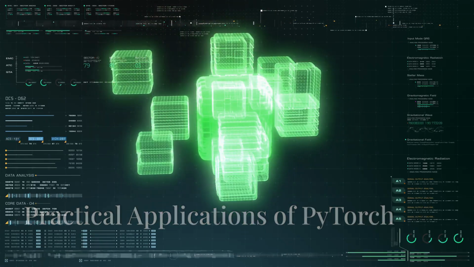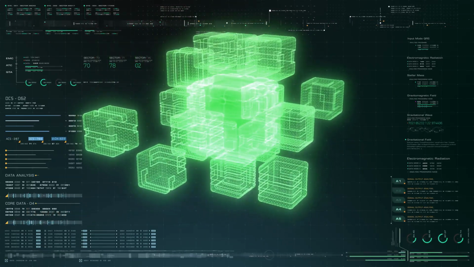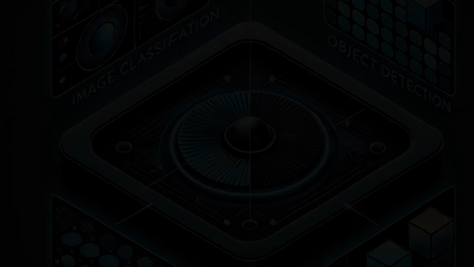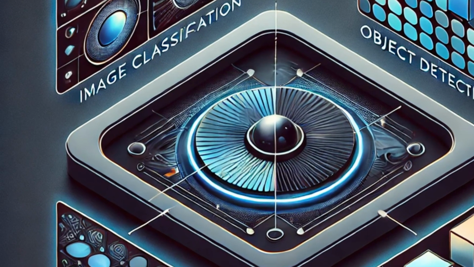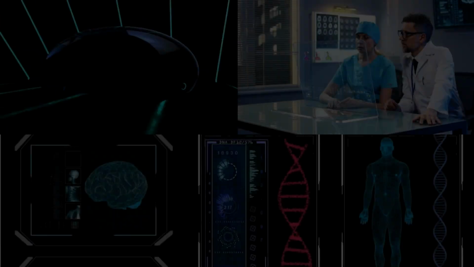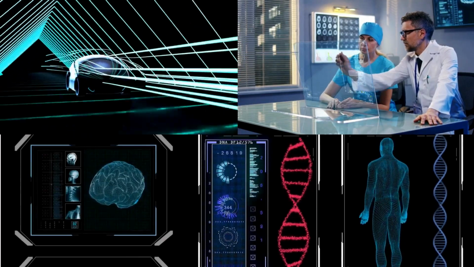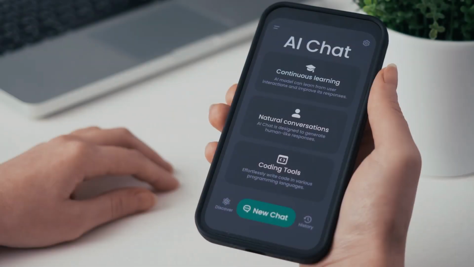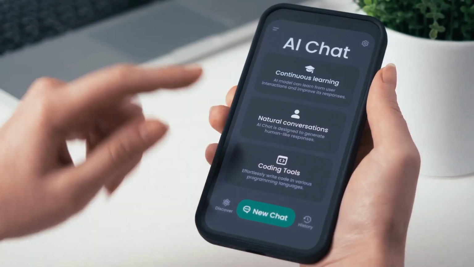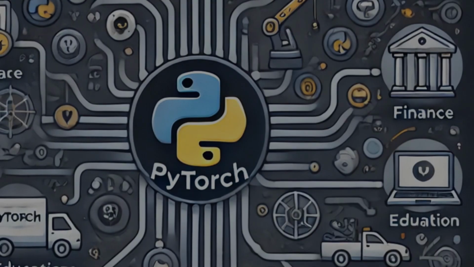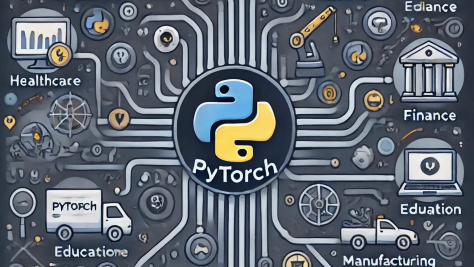Practical applications of PyTorch. PyTorch's versatility spans various industries. It powers image classification, object detection, and segmentation, used in self-driving cars, medical imaging, and quality control. In NLP, it fuels sentiment analysis, translation, and chatbots. PyTorch's impact extends beyond these domains.